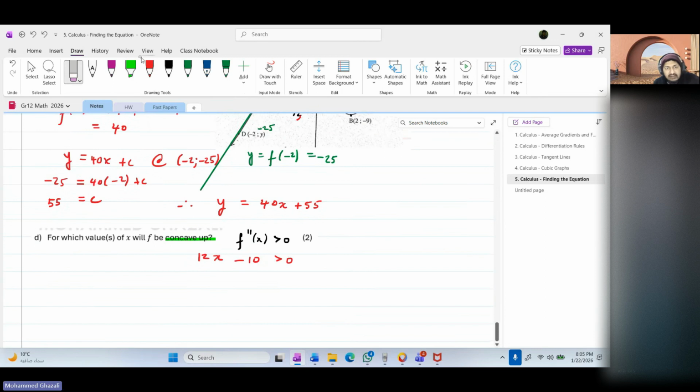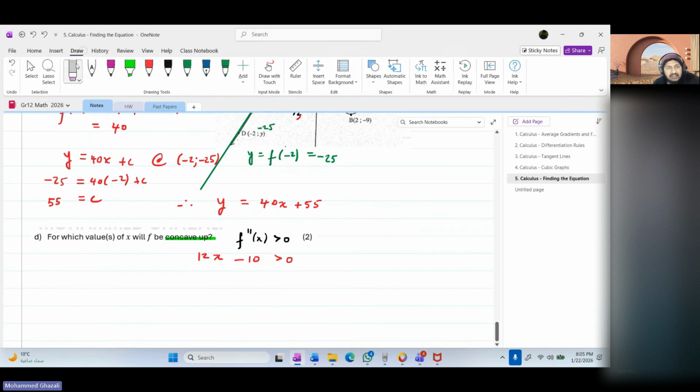So now what we have is 12x greater than 10. So x is greater than, divided by 12 both sides, 10 over 12 is 5 over 6. Therefore, x is greater than 5 over 6. So for which values of x will f be concave up? Or you can also solve the problem like this.